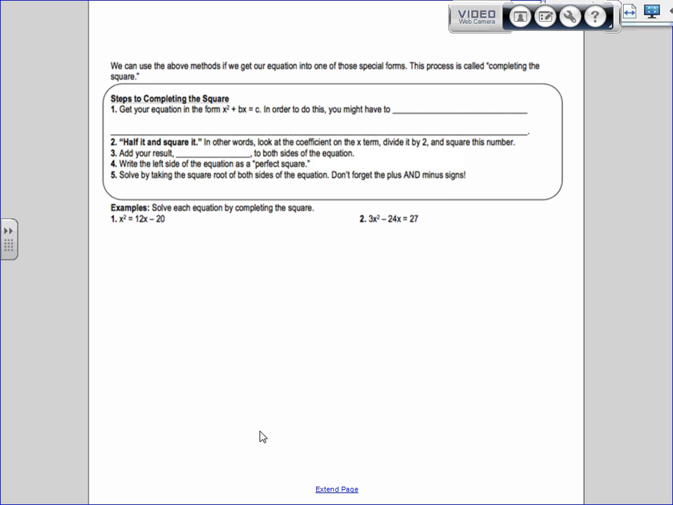It says get your equation in the form x squared plus bx equals c. So in order to do this, you might have to divide by the number in front of x squared. In other words, you need a 1x squared. You don't want like 4x squared or 3x squared. You always want it to be a 1 out front. When you do that, you might even have fractions, which I know you guys are just going to love. All right, so we might have some fractions.